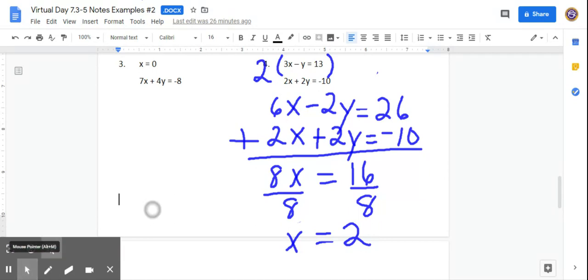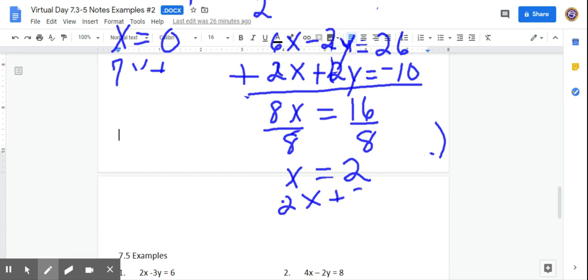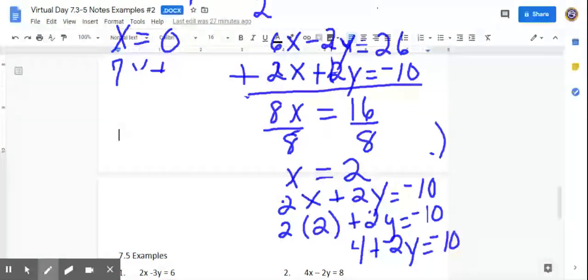Now I have x equals 2. I need to find y. So I'm going to use that second equation, 2x plus 2y equals -10. You could use the top one. So 2 times 2 plus 2y equals -10. That's 4 plus 2y equals negative 10.